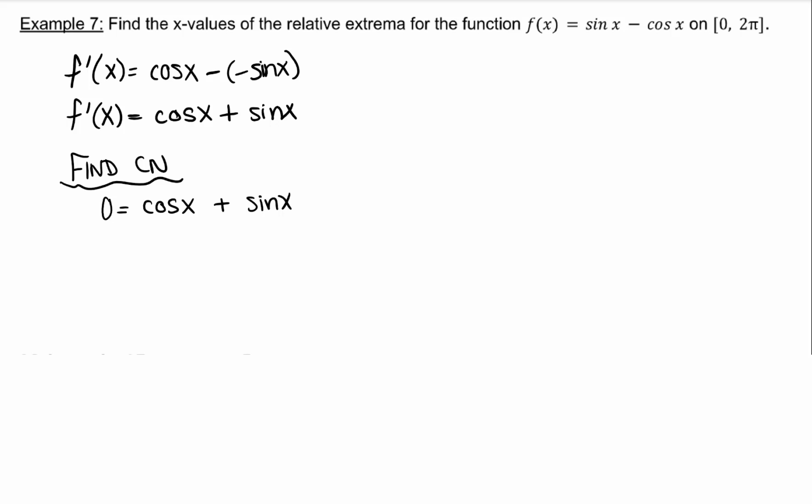There are two ways you could solve this, but first I'm going to move the sine and cosine to opposite sides of the equation. Now you could square both sides and use Pythagorean identities, but then at the end you would need to check for extraneous solutions. So instead of doing that, I'm going to divide both sides by cosine x. Negative sine x over cosine x is now equal to 1.